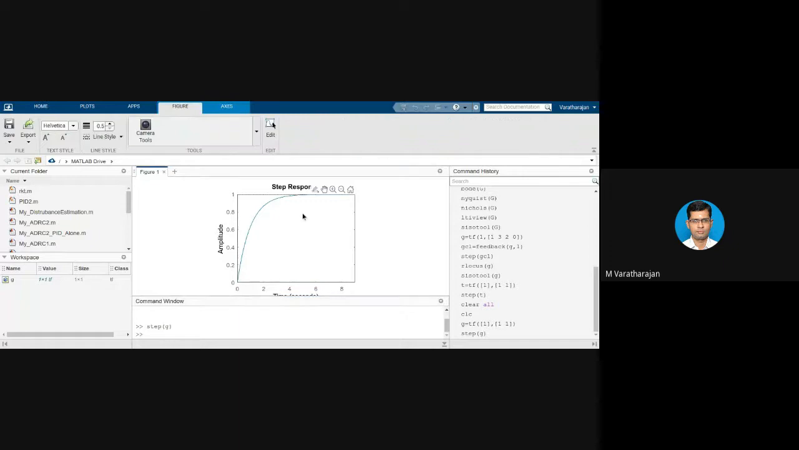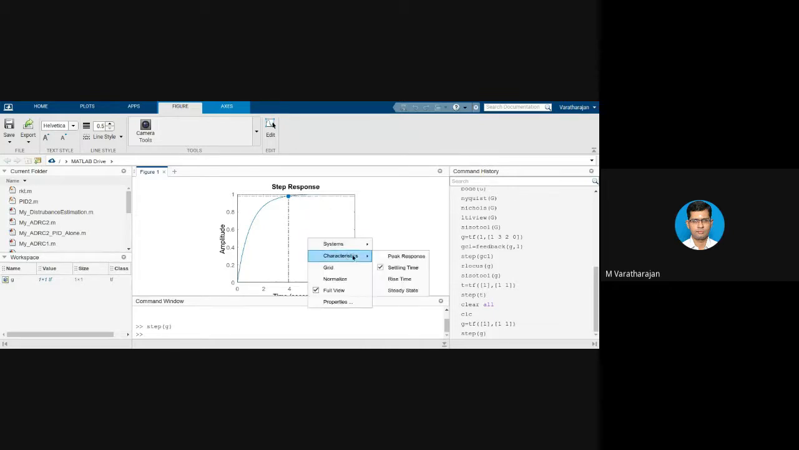In that, if you right click, there will be a menu called characteristics. You can choose different kinds of options like peak response, settling time, rise time, steady state, etc. You just click on settling time. Okay. And if you hover your mouse over that particular point, it will display the settling time.